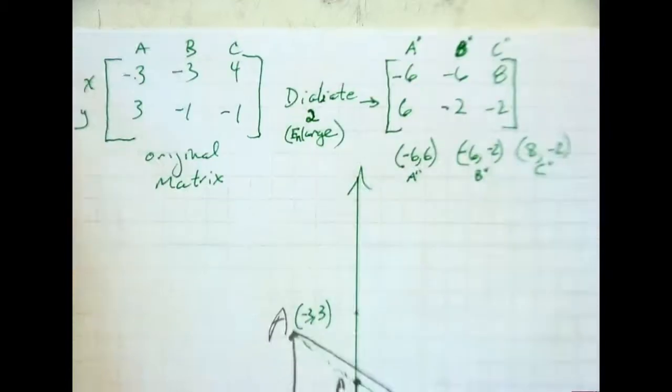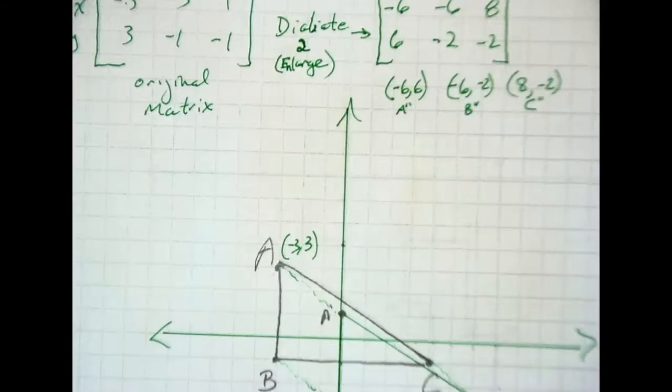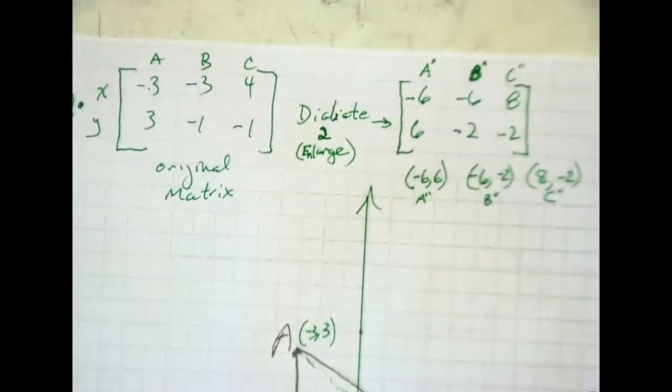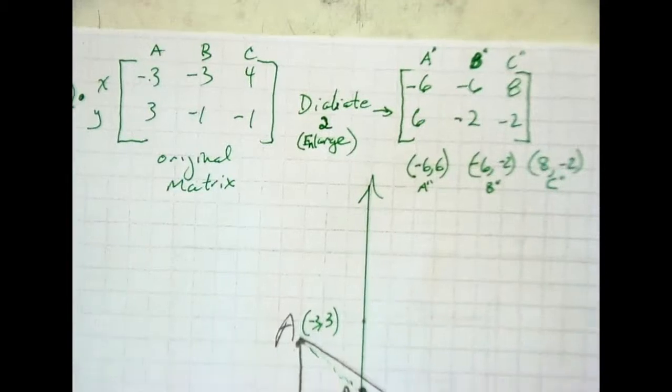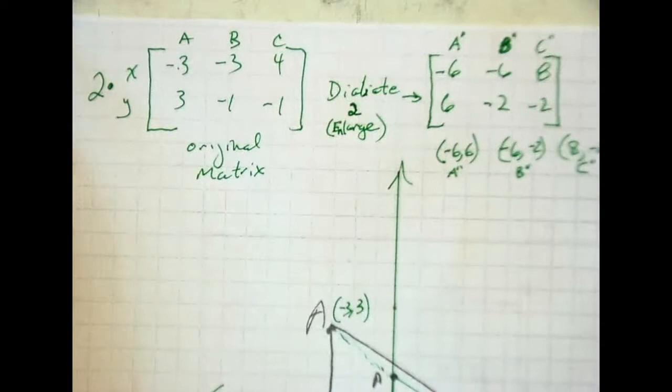Now I could check that because I have enough room on my paper. If I were to plot those points, I'd see a figure twice as big. Okay? Tell your neighbor how that would change if I was going to reduce it by a factor of 1/4. You would divide every single element by 4.